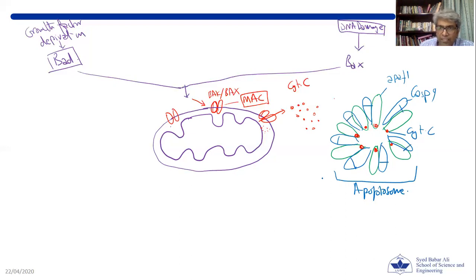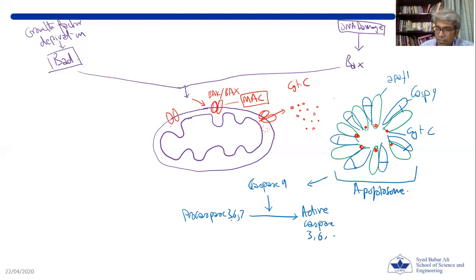So your active caspase 9 then acts on pro-caspase 3, 6, and 7, which are effector caspases. So caspase 9 cleaves these procaspases into active caspases, so active caspase 3, 6, or 7. And this can actually cause apoptosis by cleaving various substrates. Now, in addition to cytochrome C, many other proteins are released.